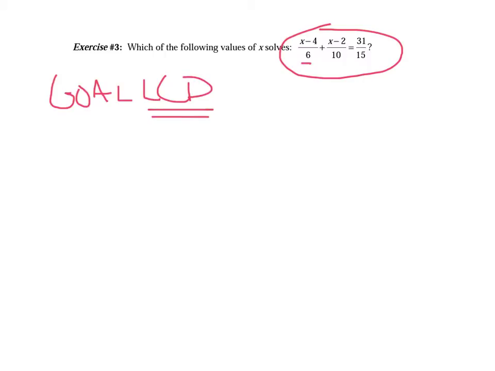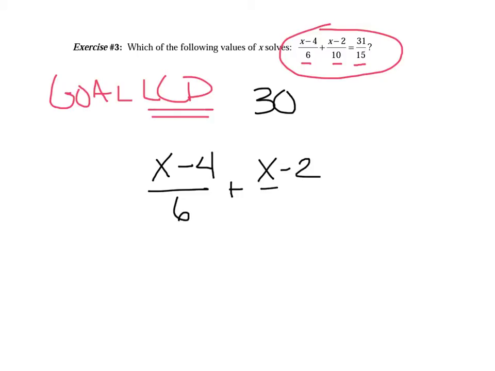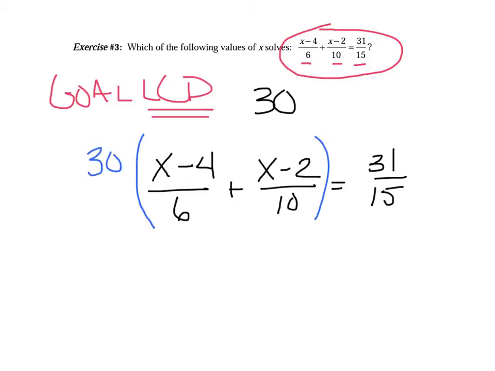So take a look at them, 6, 10, and 15. What number do they all go into? I think of the number 30. Maybe you have something bigger and that's okay, but the least one they all go into is 30. So I'm just going to identify the least common denominator is 30. So let's rewrite this equation nice and neat. And now I'm going to multiply both sides by 30. So I'm going to wrap this side up. I'm going to put a 30 in front. I'm going to wrap this side up and multiply by 30.